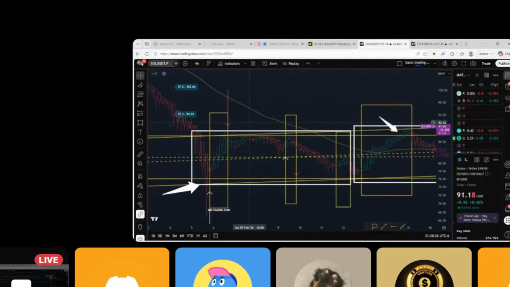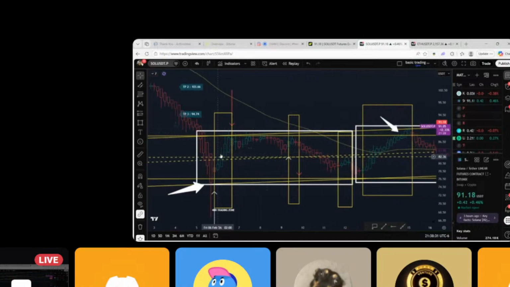Now you can see, and this is just so you understand trading as a whole, right? Here's one trade that did well.